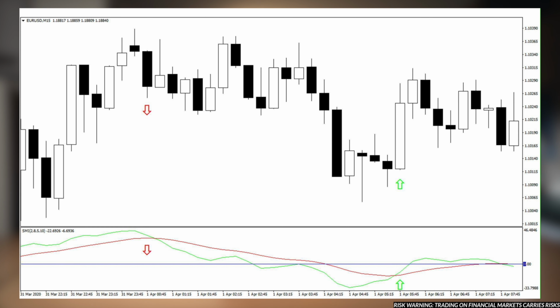If both the main and signal curves, the green and red line in the chart, are above the zero line, which is the blue one, the market is overbought. If below, the market is oversold. This way, the user can always have a better understanding of the overbought and oversold levels of the market.